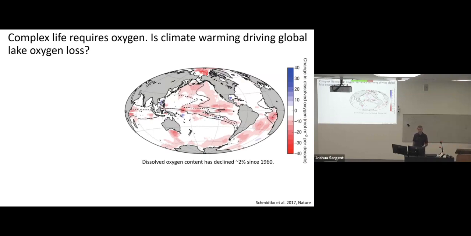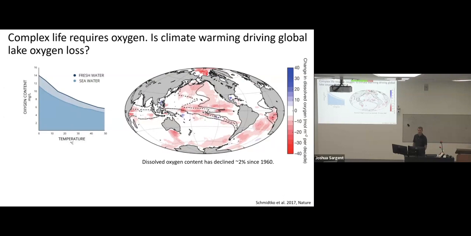So this can push a lot of systems beyond critical thresholds in terms of biogeochemical feedbacks and survivorship of some types of organisms. But we asked, is a similar phenomenon occurring in freshwaters? In some ways, we might say yes. If we look at the relationship between oxygen content and temperature, dissolved oxygen concentration goes down as temperature goes up, because the solubility of oxygen in water goes down with that.